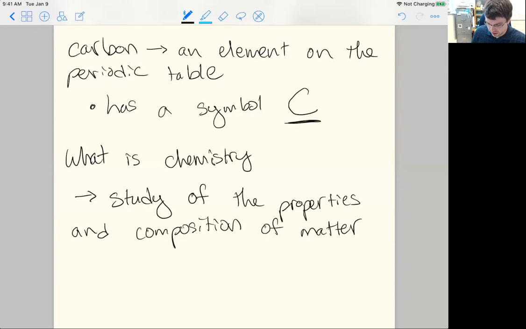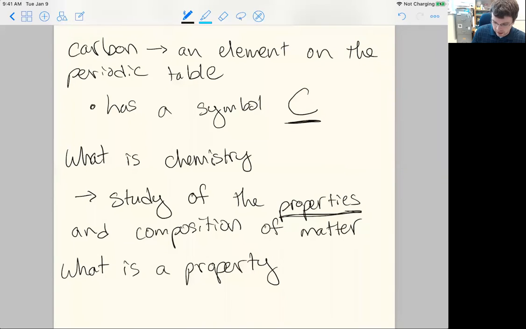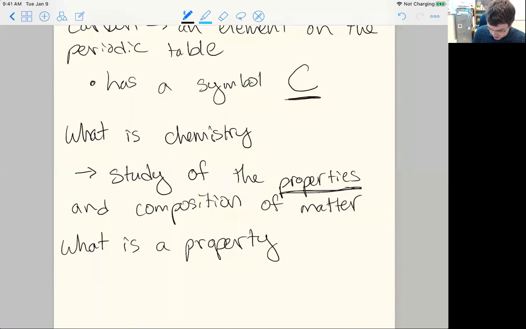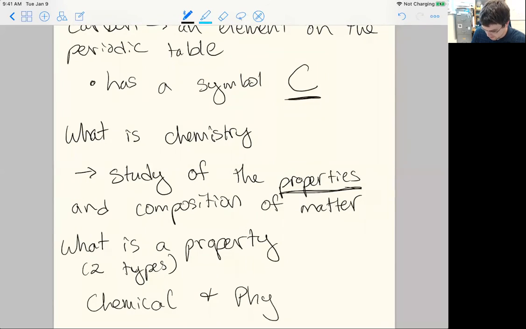There are other words in here that I'm interested in. Let's start with this word properties. What is a property, if we keep it singular? Well, I like to think about properties as being two types. We're going to have chemical and physical properties. I'm going to move on to another page.